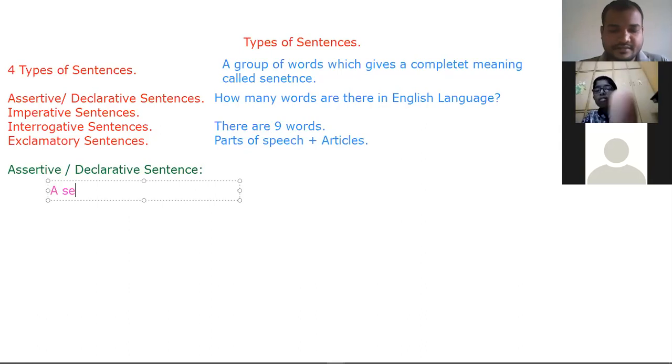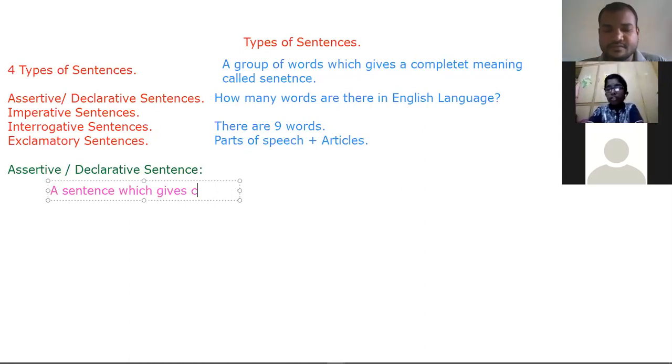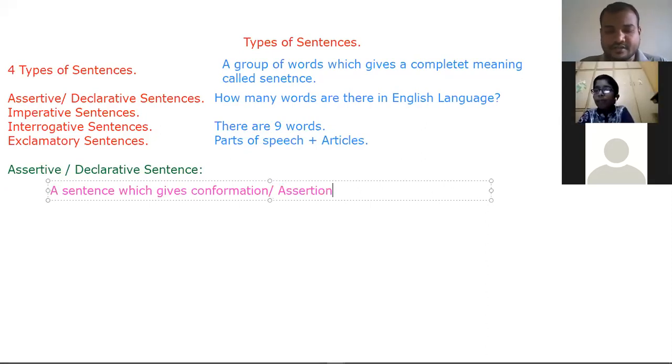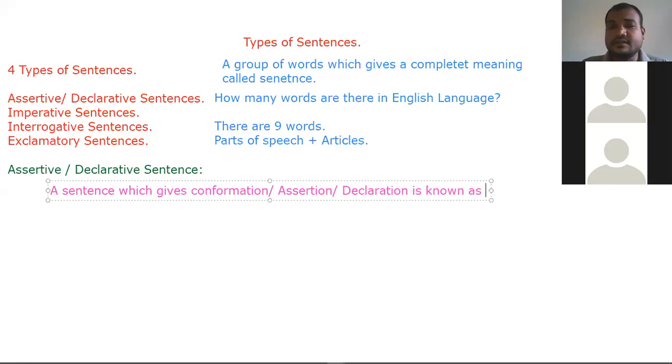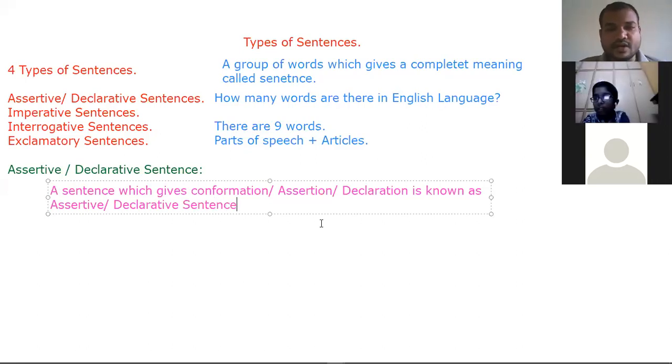A sentence which gives confirmation, assertion or declaration is known as an assertive or declarative sentence. Okay, assertive or declarative sentence.